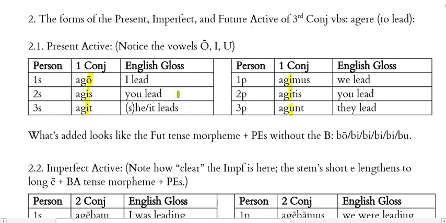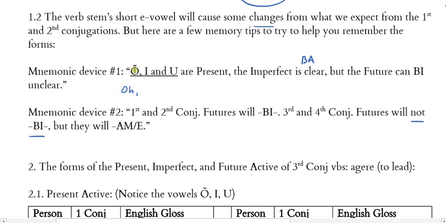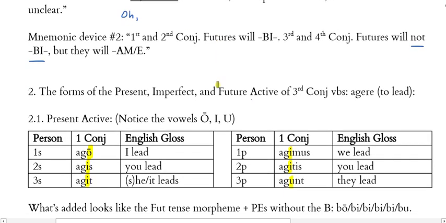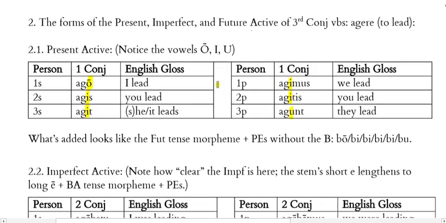So remember our little mnemonic device up here. O, I, and U are present. Okay, O, I, and U are used in the present.